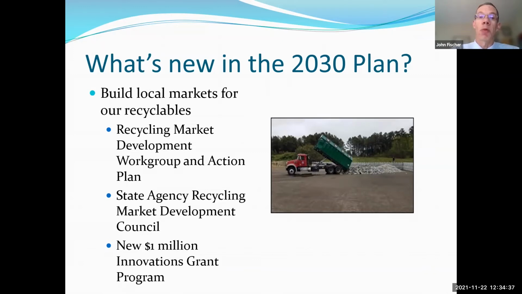So recycling market development is not new for us, but we're looking to really ramp that up within the context of the 2030 plan. So in January, we'll be launching a recycling market development work group that'll be working with us to help us develop a comprehensive market development action plan that will help support fostering some of these markets here in Massachusetts. We also will be working with other state agencies to launch a state agency recycling market development council that will look at how we can support recycling markets through our state agency purchasing. So we have some particular materials in mind there, but we'll be taking an open look at how our own purchasing can help support our in-state recycling operations.